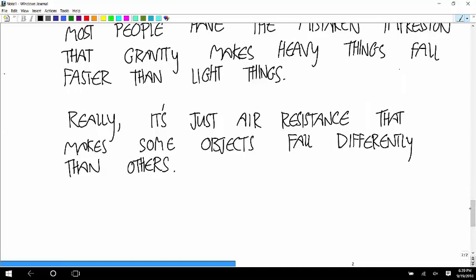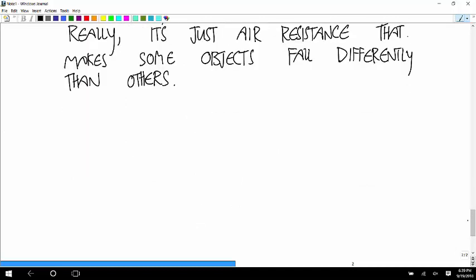So the question then, when you're thinking about what things fall one way and what things fall another way, and how you can predict it, isn't really how does gravity act on different things. Gravity acts exactly the same on different things. The question is, what are the things that determine the effect of air resistance on an object's motion? What objects' motions are strongly affected by air resistance and what are not?